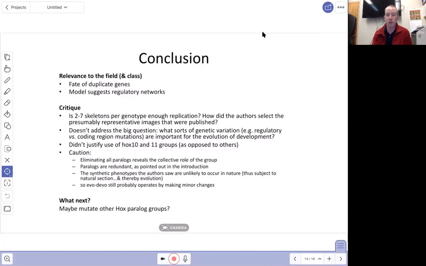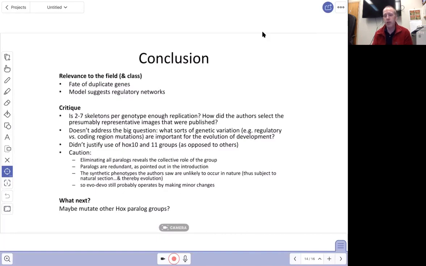What did the other ones look like? Did they all look the same, or was there a wide range of phenotypes? That's something we can't tell from this paper. The paper also, and this is less of a critique and more just a point for you to understand, doesn't address, and I don't think they meant to, the big question of what types of genetic variation are important for evo-devo.